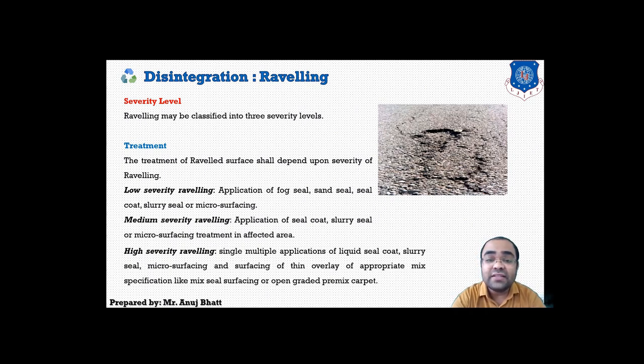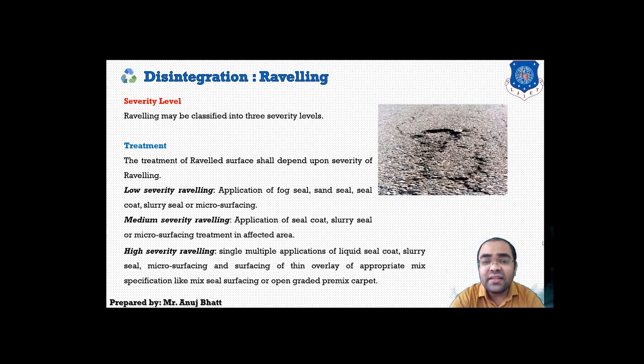If the defect is with the low severity level, the ravelling may be corrected by application of fog seal, sand seal, seal coat, or the micro surfacing process. If the defect is medium level, this may be corrected by application of seal coat or the micro surfacing on that particular affected area. And if there is a high severity, then it depends upon the condition of the ravelled surface.